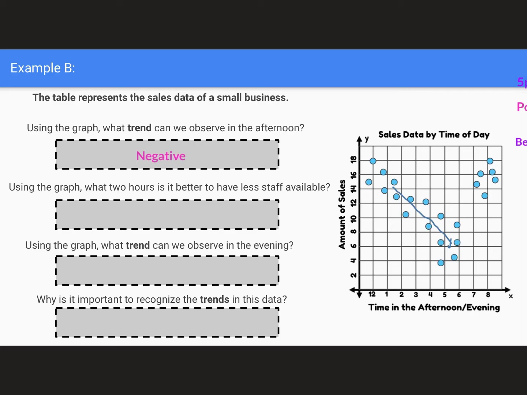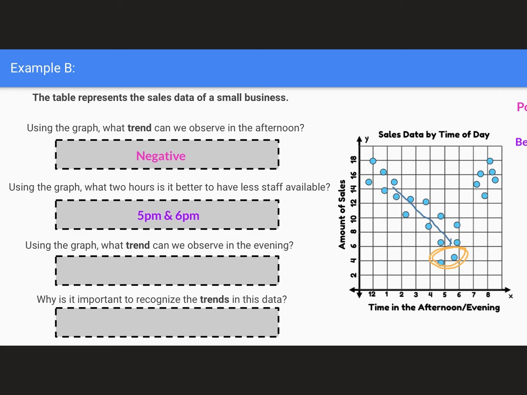Then, using the graph, what 2 hours is better to have less staff available? We want to make sure that we're optimizing our staff here. So we want to know when it's better to have less staff available, and that's when there's going to be less people in the store. So we're going to look for a section of our data where there are the least amount of people in the store, and that's around here where we have the least amount of dots. That's going to be between 5 and 6 p.m.